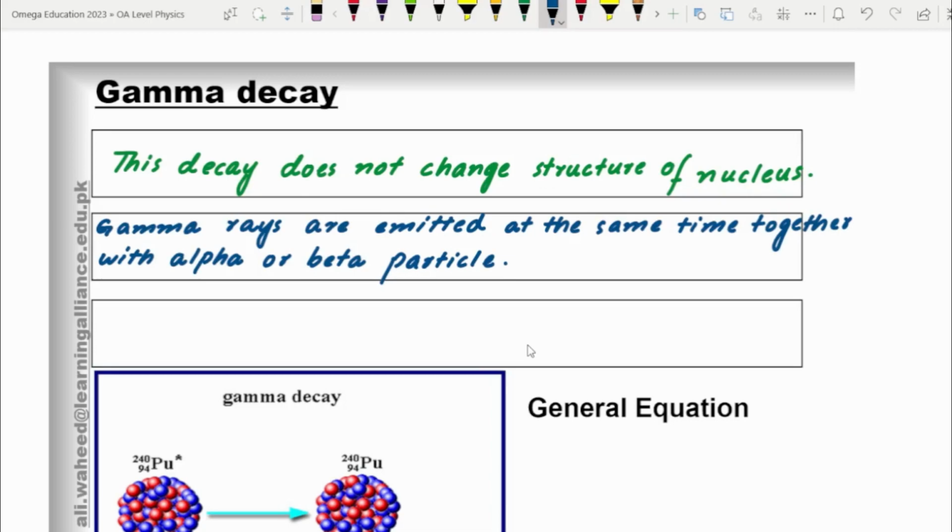So the gamma decay generally takes place along with the alpha and beta decay. So let's say there was an alpha decay. Alpha decay would be compensating for the loss of proton number and the loss of atomic mass. And since there would be release of gamma radiations as well, we can say alpha decay and gamma decay are happening at the same time.